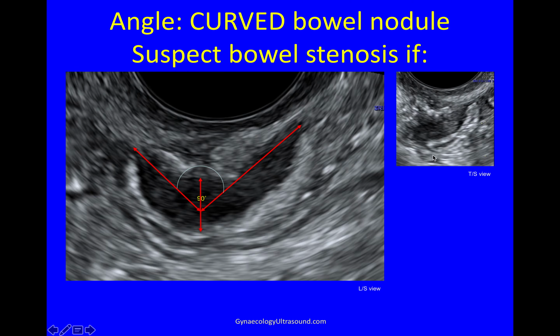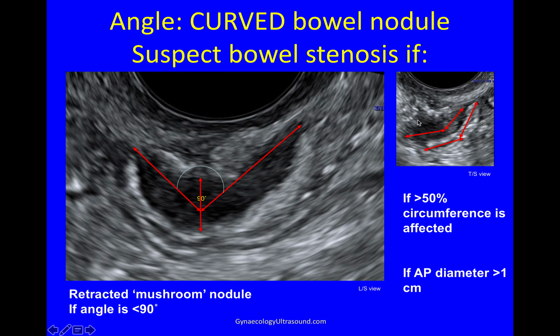And then in the transverse view, you can see this is transverse bowel, and here you can see the endometriosis. And again, you need to measure as a curved line and work out what percentage of the circumference you think is being affected. And we suspect bowel stenosis if you have this kind of mushroom nodule where the angle is 90 degrees or less, or if more than half of the circumference is affected, or if the AP diameter is more than 1 centimetre. These are signs suspicious for the nodule in the bowel causing bowel stenosis.